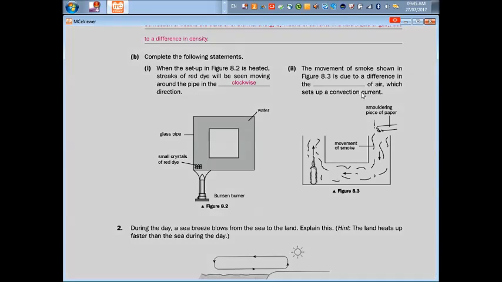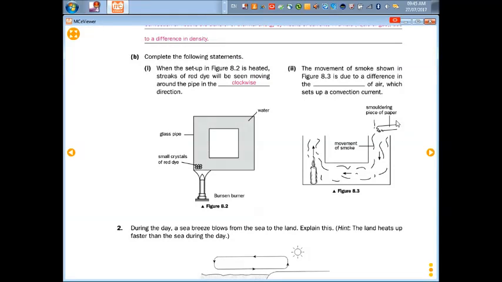Okay? Then over here we have an experiment that I explained to you yesterday. What direction do we see this moving? Also clockwise. Because the heated air is over here, this portion is less dense. This portion is denser because it is cooler. So there will be a convection current flowing this way. And the convection current draws the smoke particles inside. That is how we see air moving.